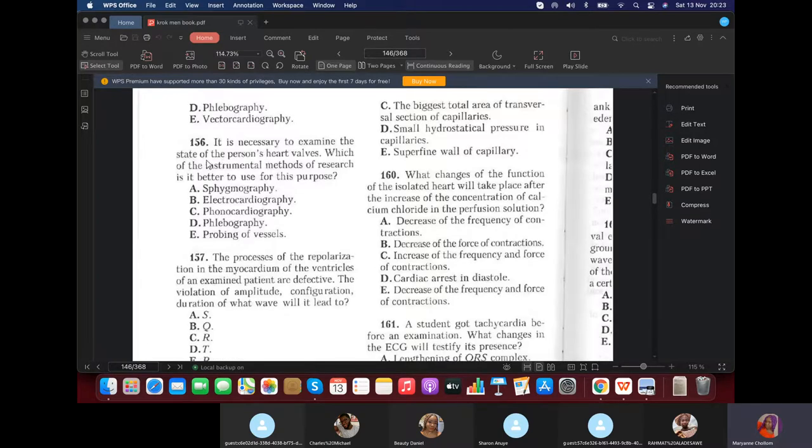It is necessary to examine the state of a person's heart valve. Which of the instrumental methods of research is it better to use for this purpose? The answer will be phonocardiography. I just told you that phonocardiography is to check the heart sounds, the heart murmurs, the heart sound produced by the heart valves. So if you want to check the heart valves, you use phonocardiography.